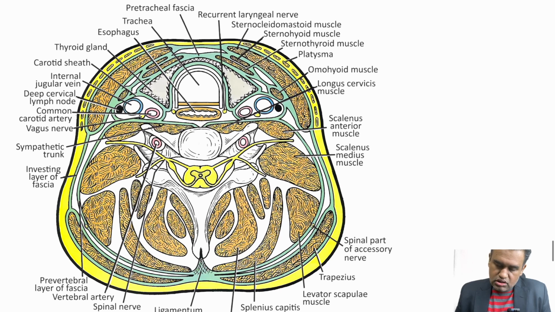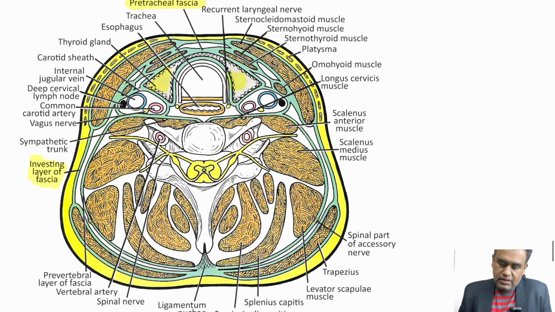If you go from the most superficial part, then you have this pretracheal fascia. Okay, you have the pretracheal fascia. Pretracheal fascia, you can see it is encircling the thyroid gland over here in front of the trachea. Then you have, this is the investing layer of deep cervical fascia. It actually splits to enclose the muscles like sternocleidomastoid and the trapezius.